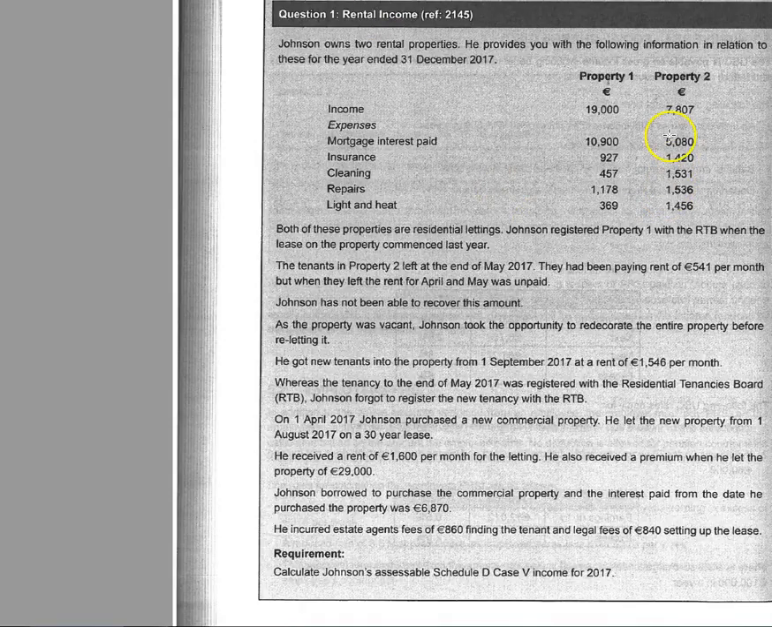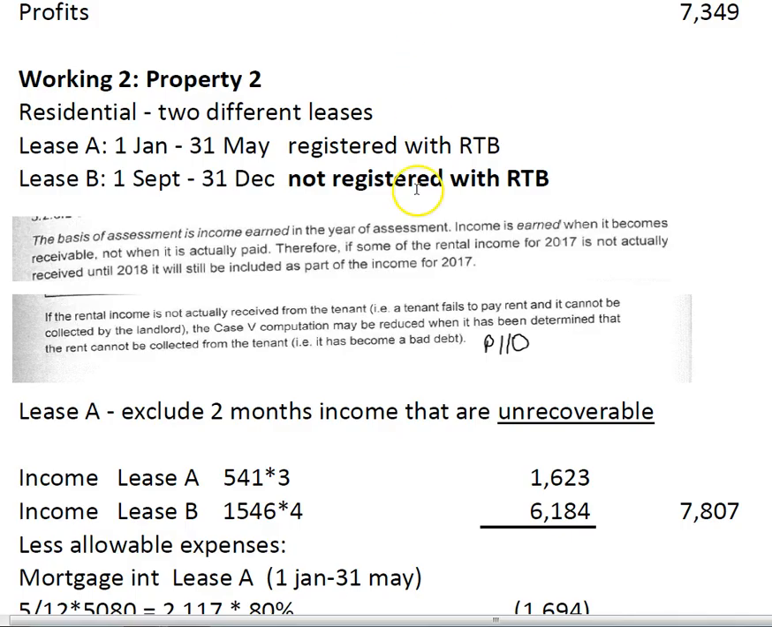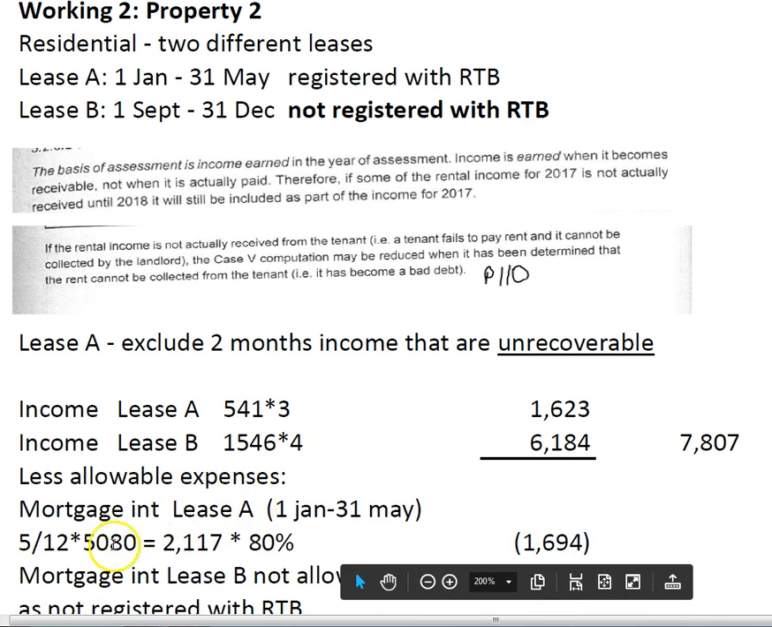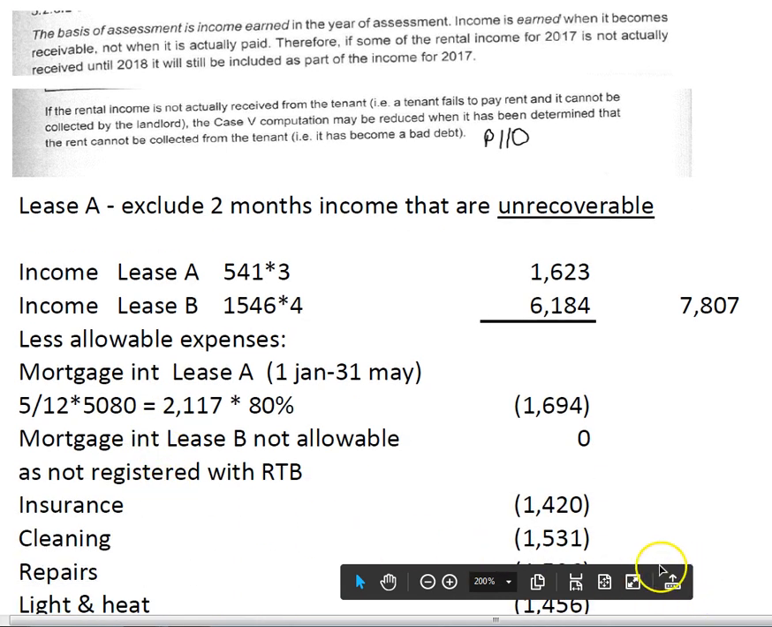His interest for the year was 5,080 for 12 months. He's registered for 5 months with the RTB up to the end of May. That's 5 months, January to May. So 5/12 of this is allowable. So 5/12 by 5,080 is allowable interest, and then because it's residential, it gets reduced down to 80% of the figure.